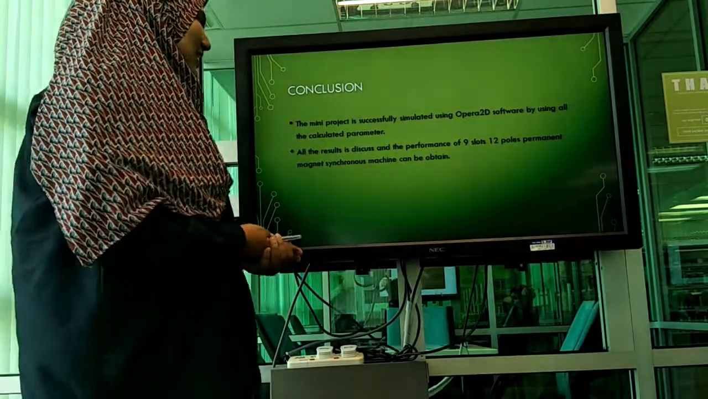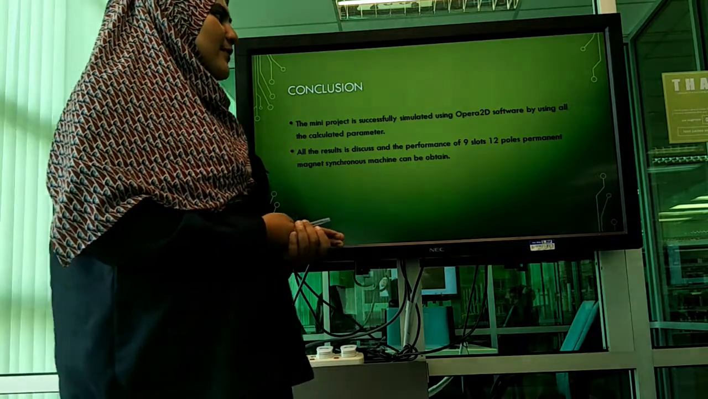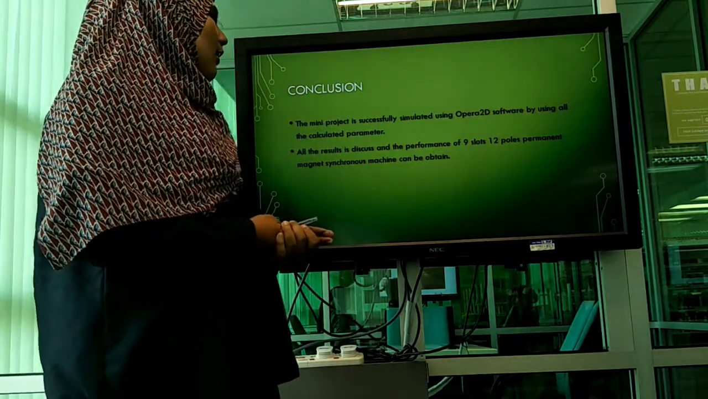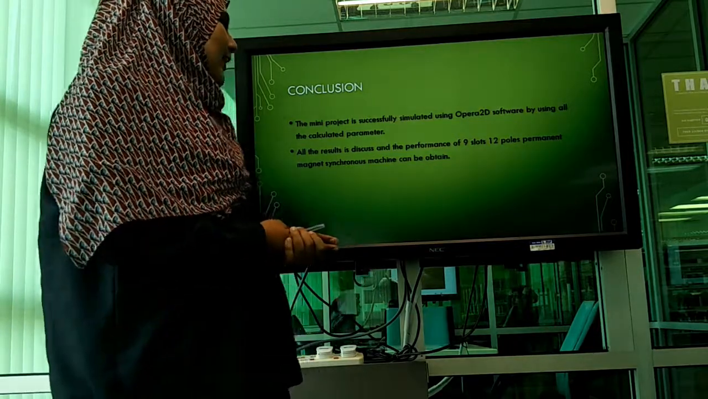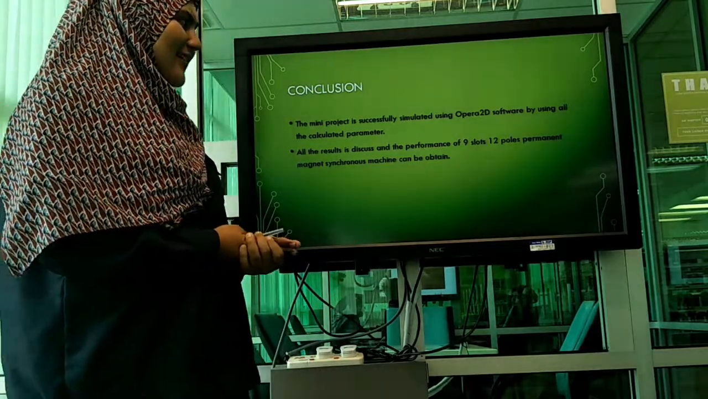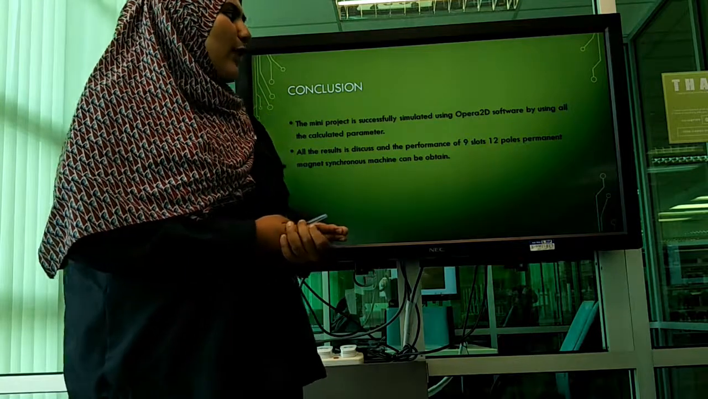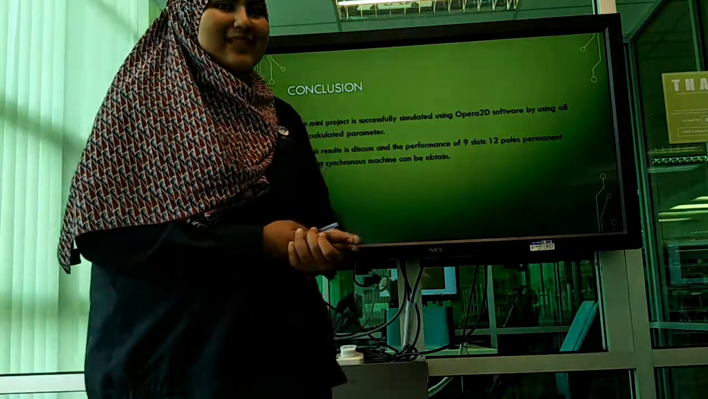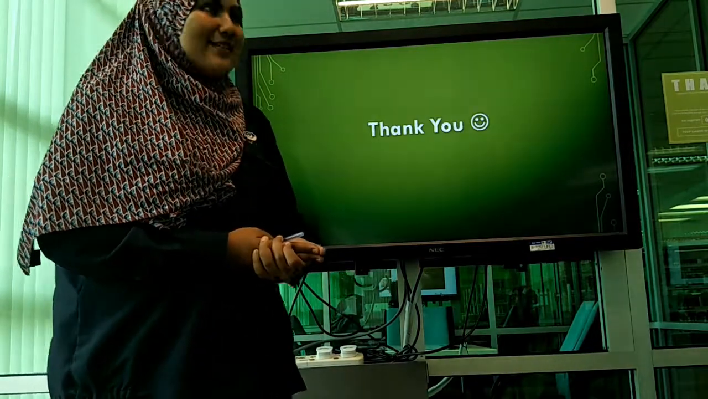As the conclusion, this mini project was successfully simulated using Opera 2D software by using all the calculated parameters. All the results we discussed and the performance of the 9 slot 12 pole permanent magnet synchronous machine can be obtained. That's all from us. Thank you.